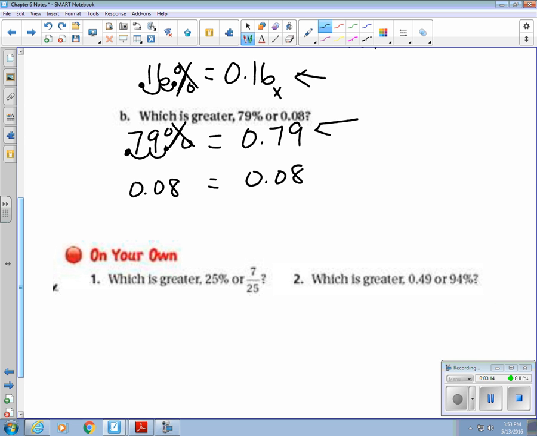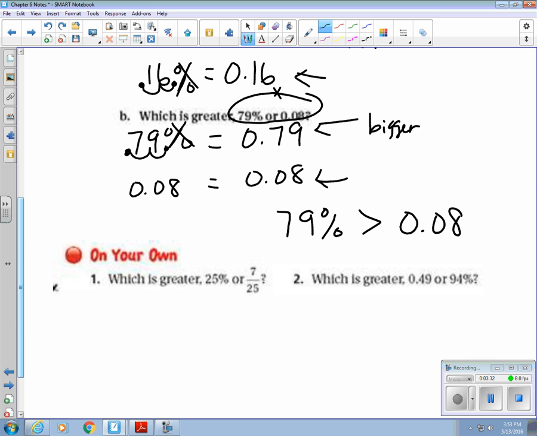79/100ths, and this is 8/100ths. 79/100ths is bigger than 8/100ths. So this is bigger. But I have to write it like it was in the original problem. So 79% is greater than 0.08, because that's how the problem started.